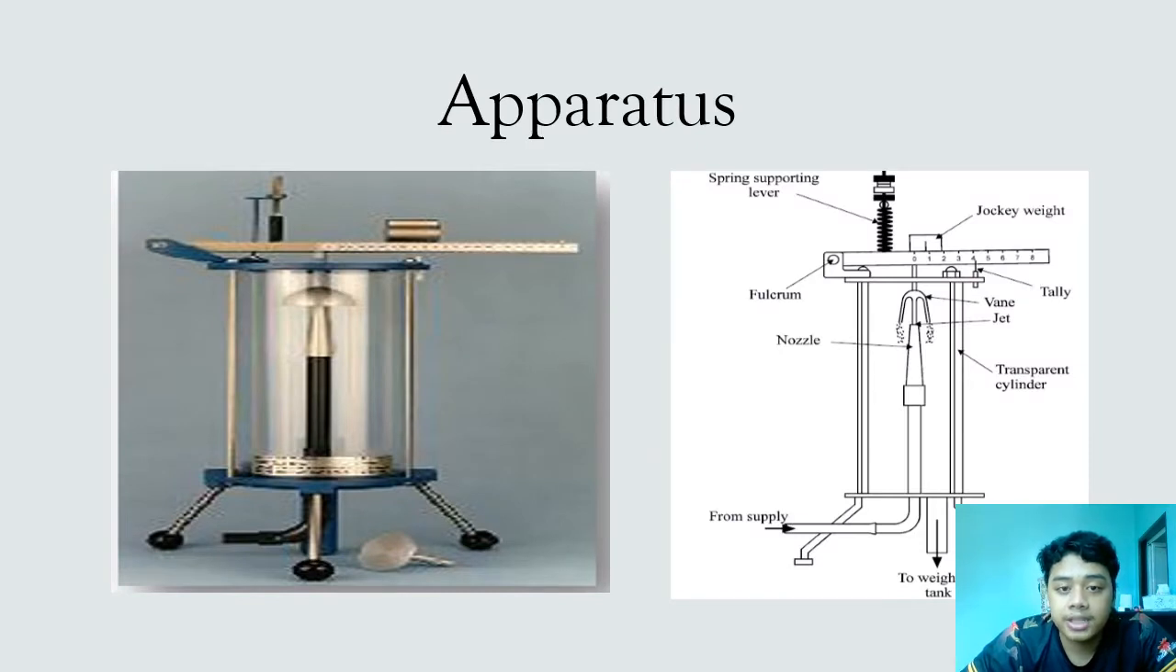So the apparatus for this experiment is, we have this apparatus, we have the spring supporting lever here, we have the jockey weight, we have the tally, vane, jet, transparent cylinder, we have the fulcrum around here, nozzle, and this will be the supply, and to the weight tank.